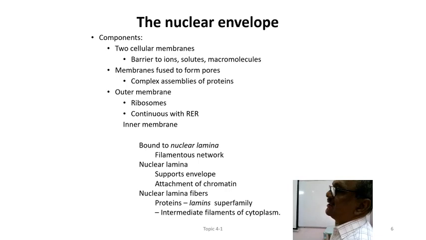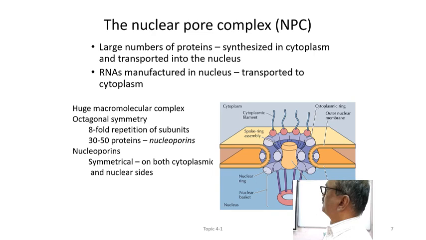Okay, then the nuclear lamina fibers belong to the lamin superfamily, and they are intermediate filaments, looking like the intermediate filaments of the cytoplasm. Okay, so this is the whole structure and how the nuclear pore complex is formed.